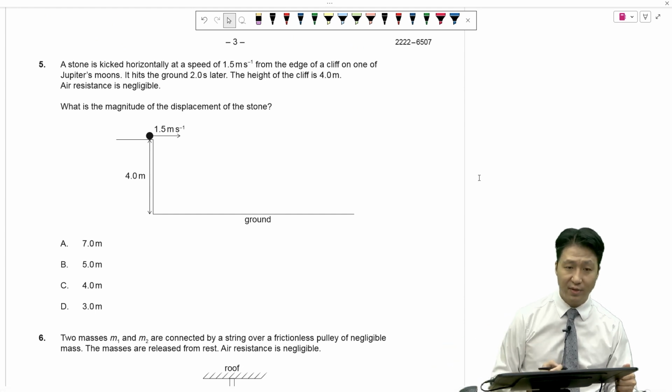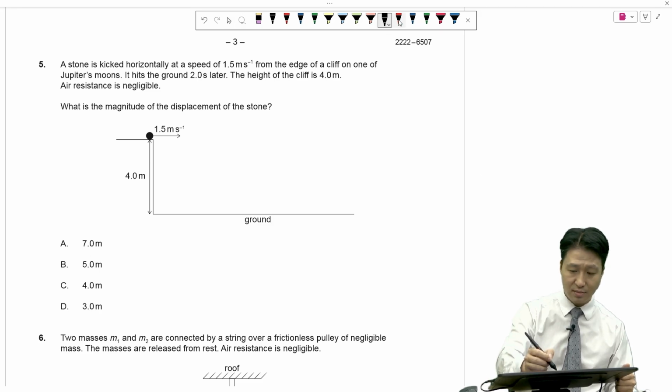In question number 5, it says, a stone is kicked horizontally at a speed of 1.5 meters per second from the edge of the cliff on one of Jupiter's moons. It hits the ground 2 seconds later. The height of the cliff is 4 meters and air resistance is negligible. What is the magnitude of the displacement of the stone?